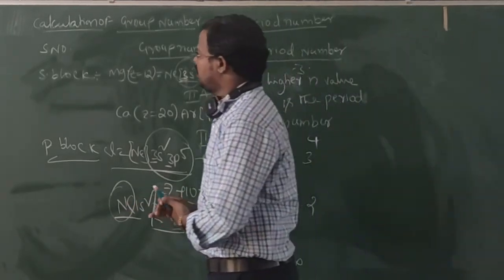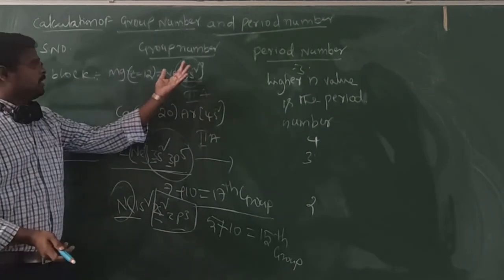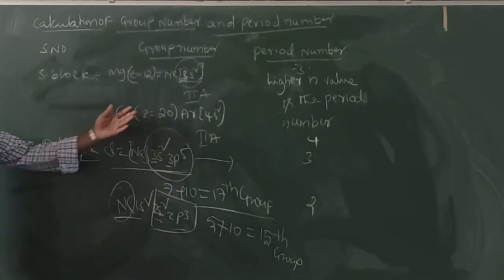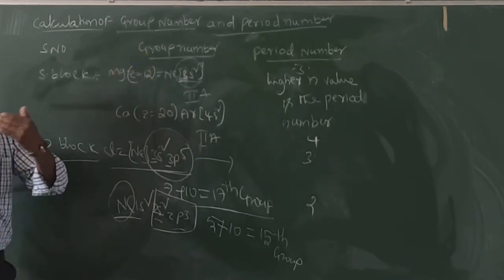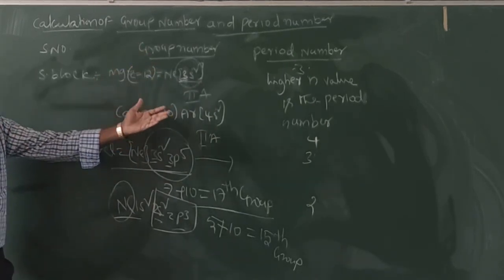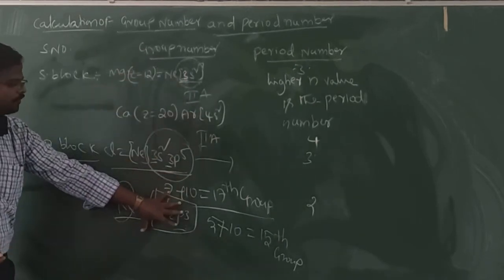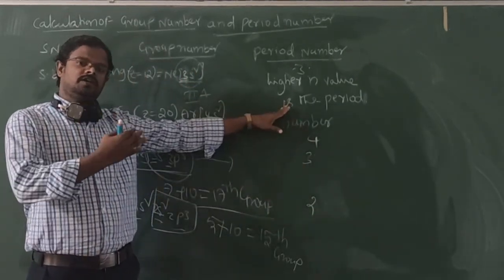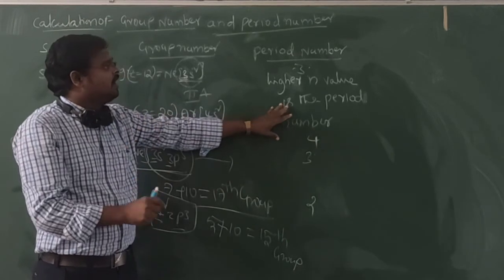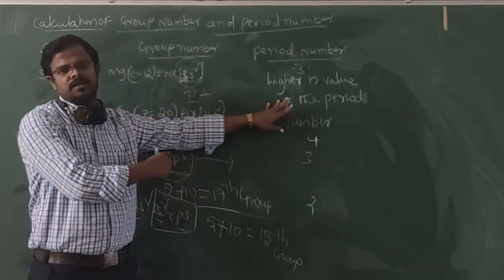For a d-block element, the group number is identified as the number of (n minus 1)d electrons plus ns electrons, and the period number is common for all. In the electronic configuration of the element, the higher n value is taken as the period number and the valence electrons are taken as the group number.